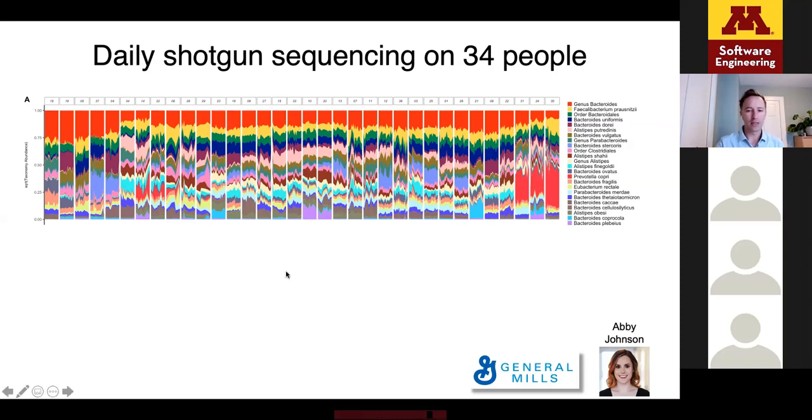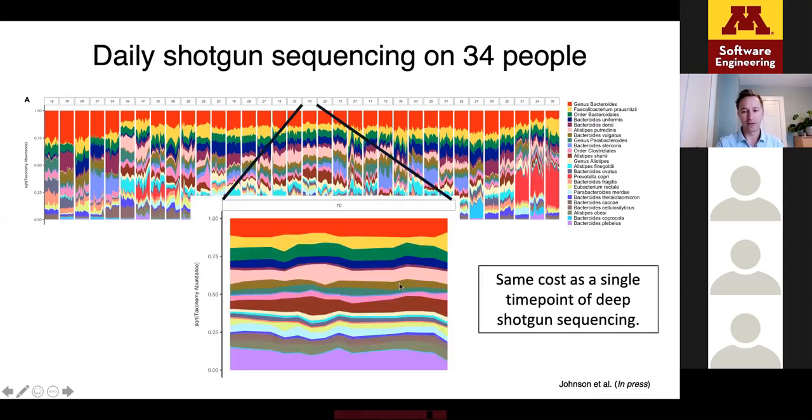And then this is zooming in on Abby's microbiome. She gave me permission to show this. She had the most stable microbiome of anyone in the study, and she was very proud of that because she's a registered dietitian, in addition to having a PhD in nutrition. This is all possible because we've cut the cost of shotgun sequencing down so much. It's about the same cost as a single time point of normal deep shotgun sequencing, and yet we get all this temporal variation.